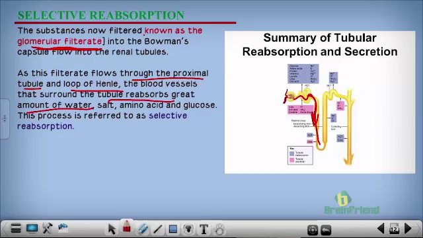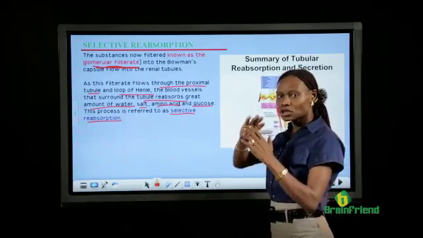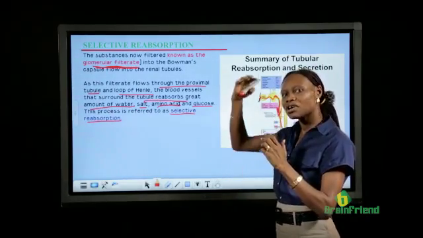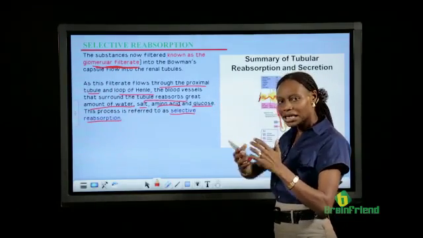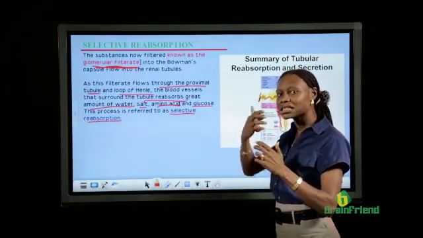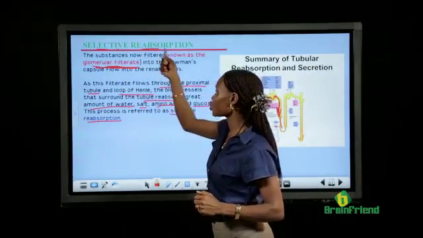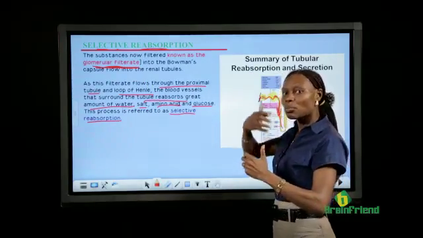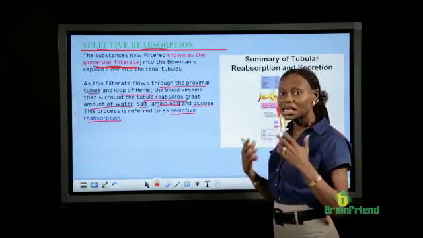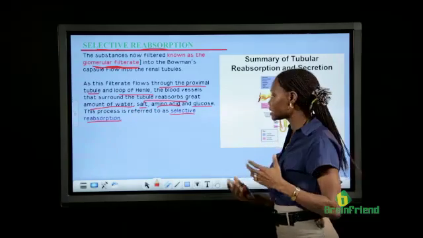Reabsorption of more of the water, some salts, some amino acids, and all the glucose as much as possible takes place. This process is known as selective reabsorption because it sieves the filtrate, the glomerular filtrate that is passing through. It takes up all that it thinks the body still needs from the filtrate. That is why it is called selective reabsorption, because it reabsorbs it back into the body because it feels that the body still needs all of this.